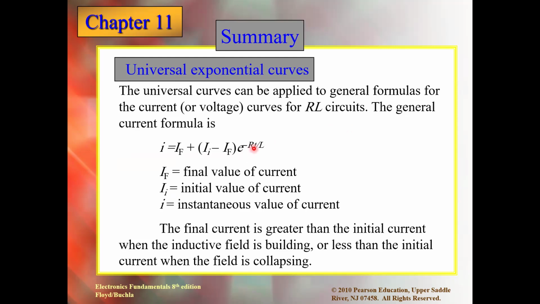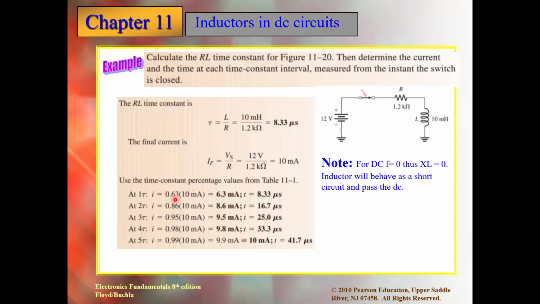We are looking for the charging, so the initial value, II, will be 0. When I put II as 0, IF will be common and we have the equation IF times 1 minus e raised to the power minus Rt over L. Okay, let's see what happens. In one time constant, because it is one tau, it will be 63% of the final value. That means 6.3 milliamperes, and t is equal to 8.33 microseconds, because this is the value of tau.